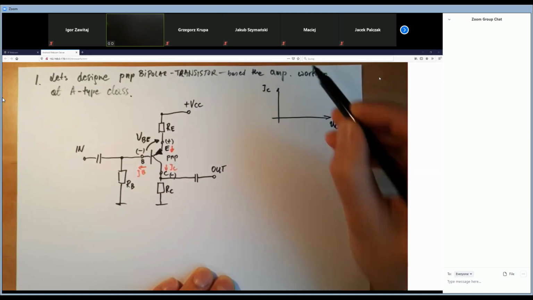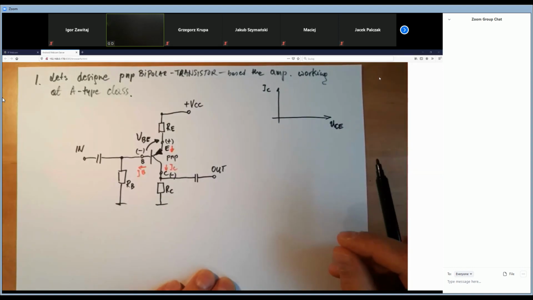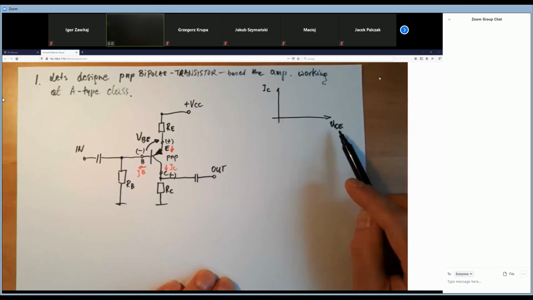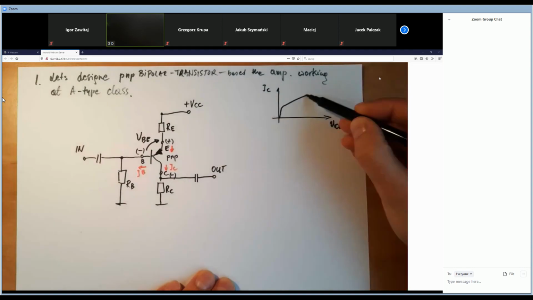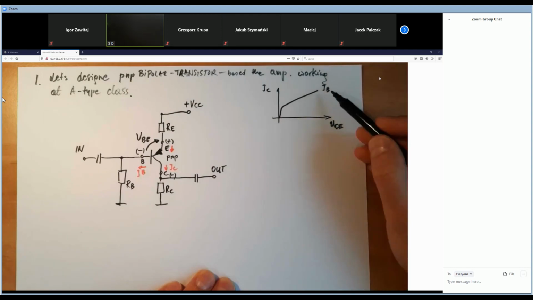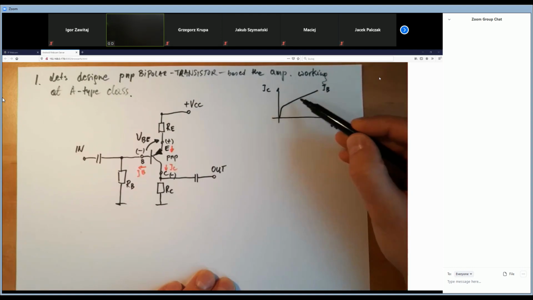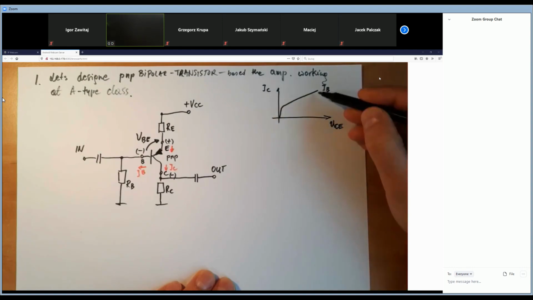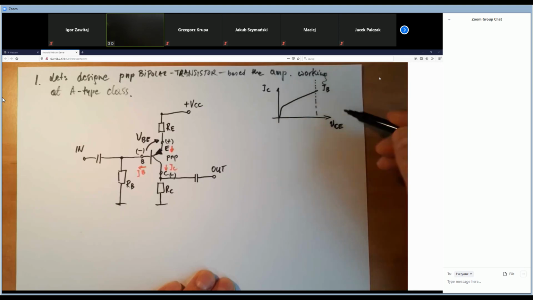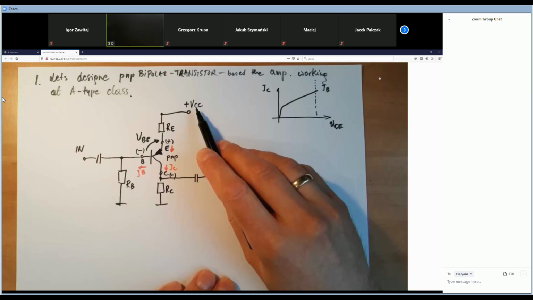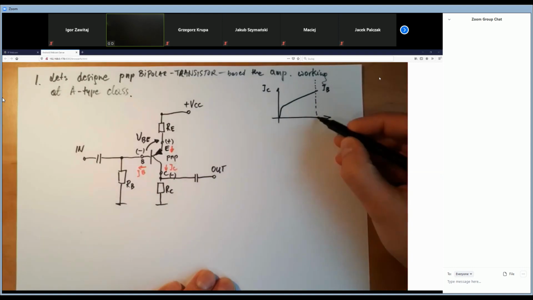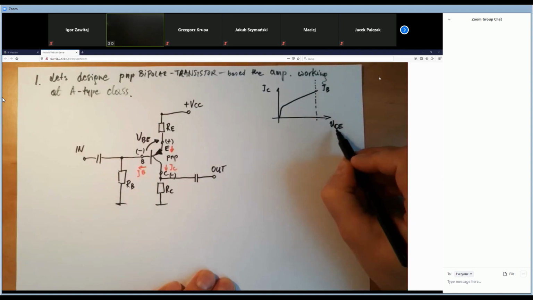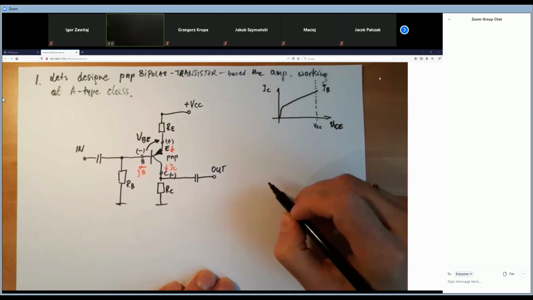This plot is the relationship between the collector current and the voltage drop between collector and emitter. For some base current, which is constant, this function looks like that. Somewhere the voltage drop between collector and emitter cannot be higher than the VCC. It is not possible to get a higher voltage drop than the power voltage supply. So here we've got the maximum value of UCE, and this is the VCC value.